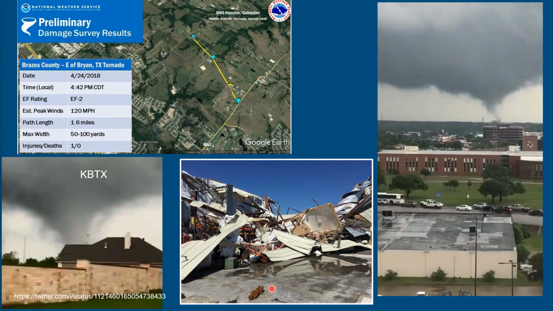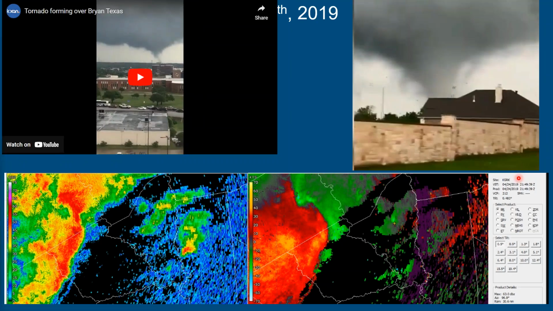Here's a storage facility that was destroyed. There was a man in this facility who had a really interesting story to tell as he saw this tornado coming at him. And then I believe this is the view from the meteorology department tower. So, you can see videos of this online, but take a look at this.